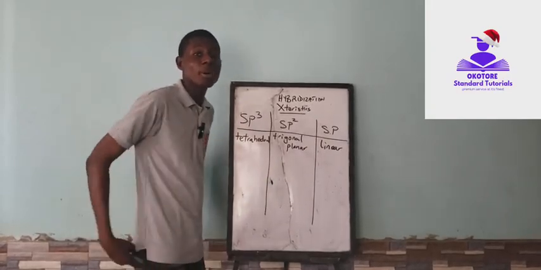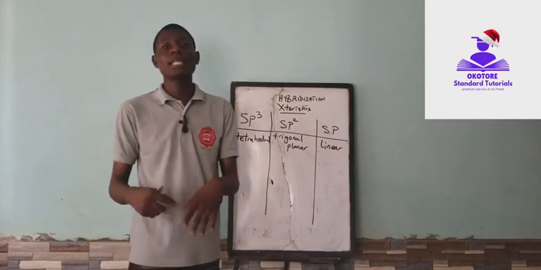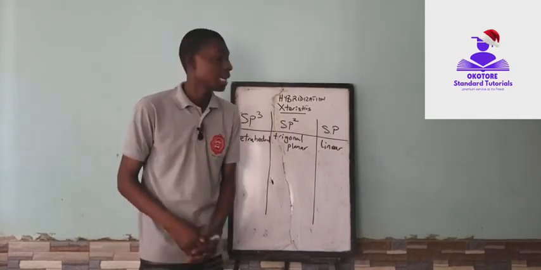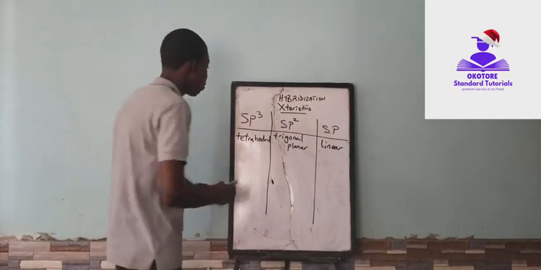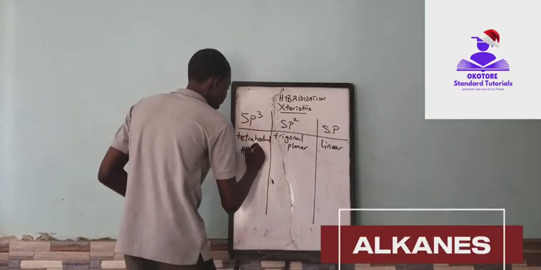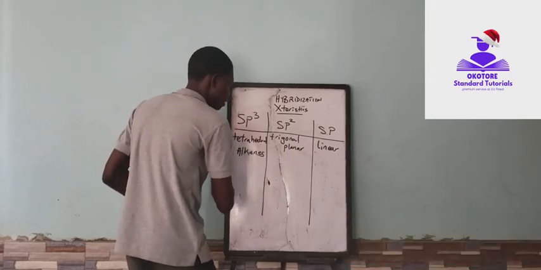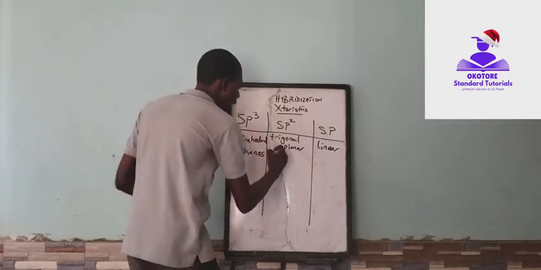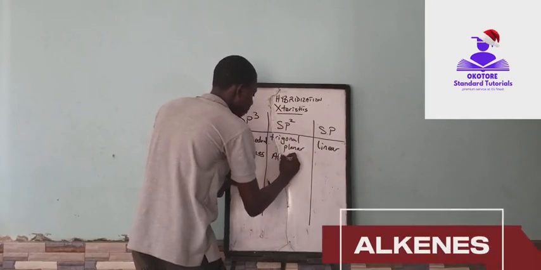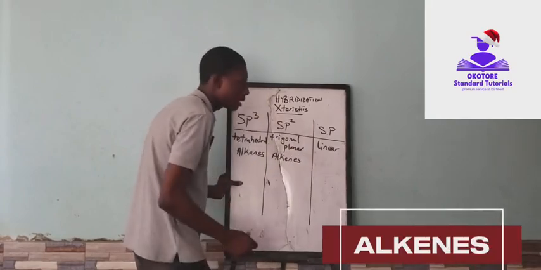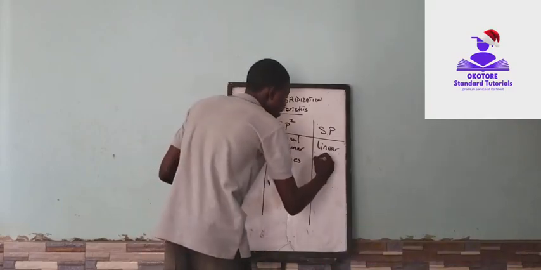Now the next thing you should know about is the type of hydrocarbons that they are. Pay attention. Our sp3 are always alkanes. Our sp2 are always alkenes. Our sp are always alkynes.